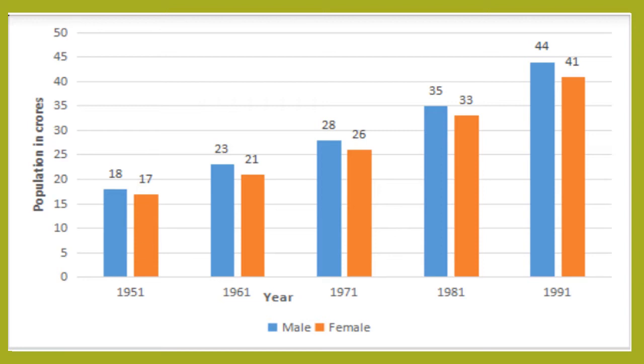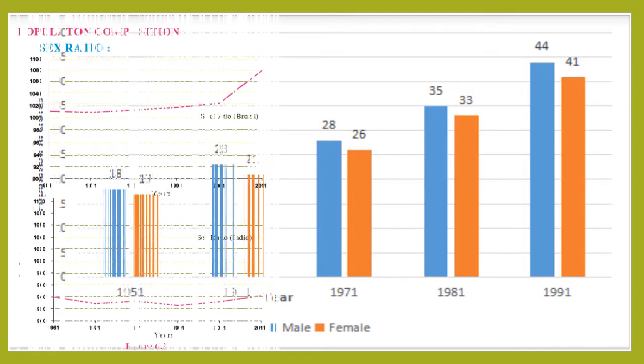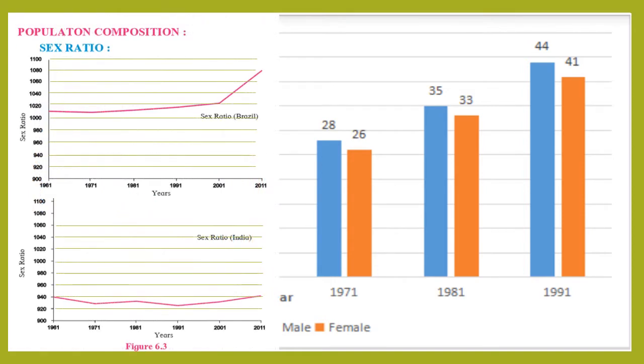So if you see this graph, we can find here that the blue line is the male population, whereas the orange line is the female population. In every decade we can see an increase in the population, but the female population is lesser than the male population. Let us see the graph comparing both countries, India as well as Brazil.